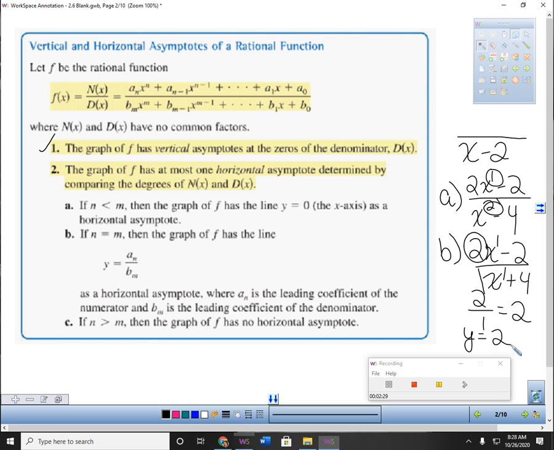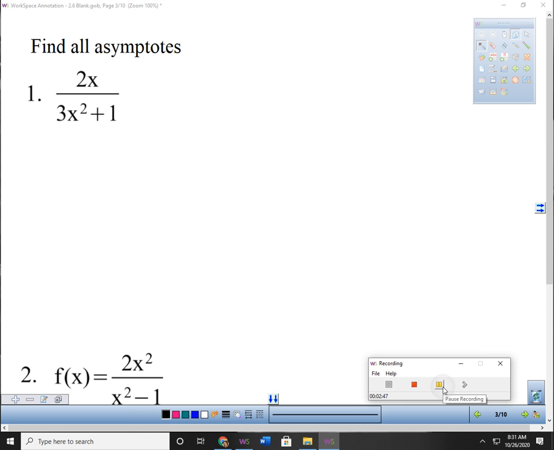If the degree on the top is bigger than the degree on the bottom, then you don't have one. So let's say that this was actually on top and this was on the bottom. They're flip-flopped, then I wouldn't have a horizontal asymptote anywhere. All right, so on number 1, we're going to find all of our asymptotes. So let's start with the vertical.